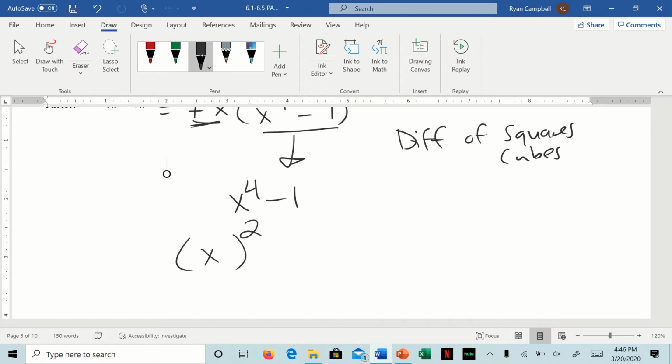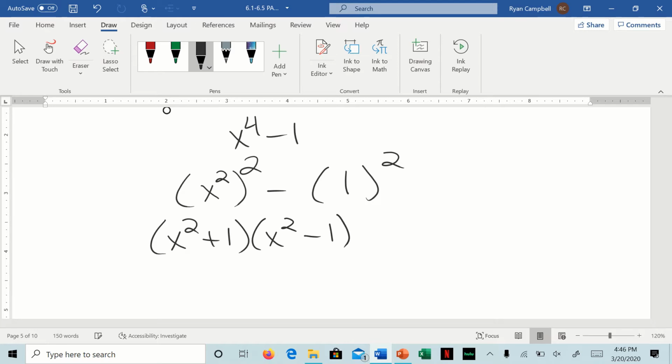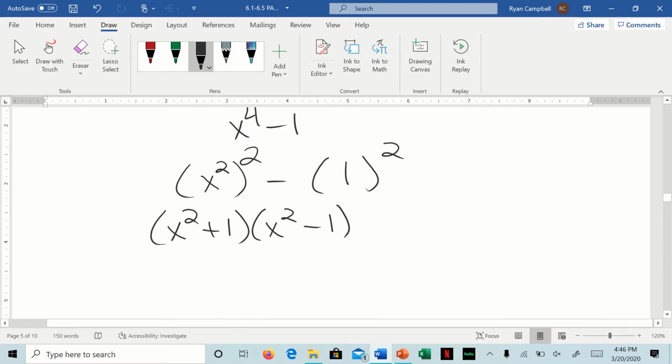Well, what times 2 gets you 4? It's 2, right? x squared squared is just x to the 2 times 2, which is 4. So we know that we're going to do a difference of squares. And then, of course, that's just 1 squared. So we end up with x squared plus 1, x squared minus 1. And we're done, right? Aha!